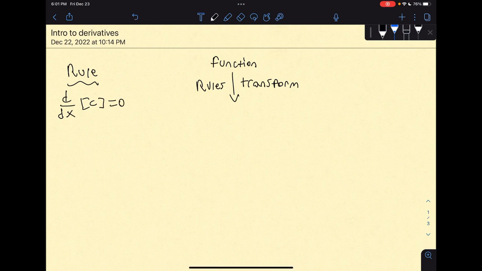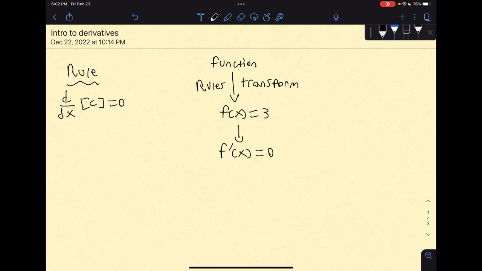Now, the derivative is just something we use to get information from a function. So we're going to say that f of x is equal to 3. And we want some information from this function, so we're going to derive it based on a rule set. And by doing this, we transform it into a new concept. We transform it into its derivative. And we denote this with f prime of x.